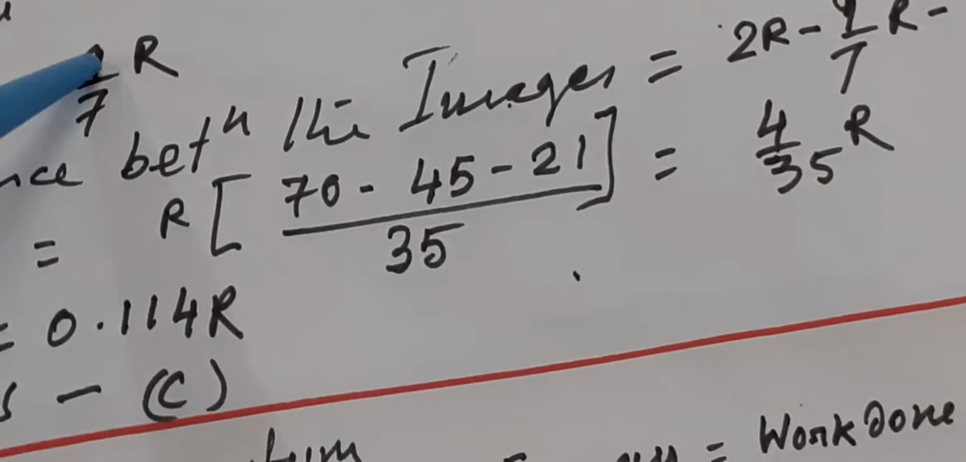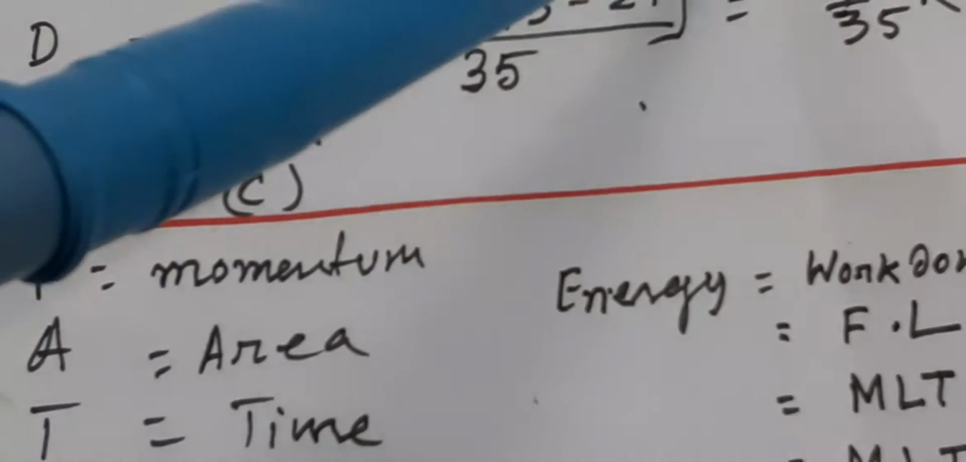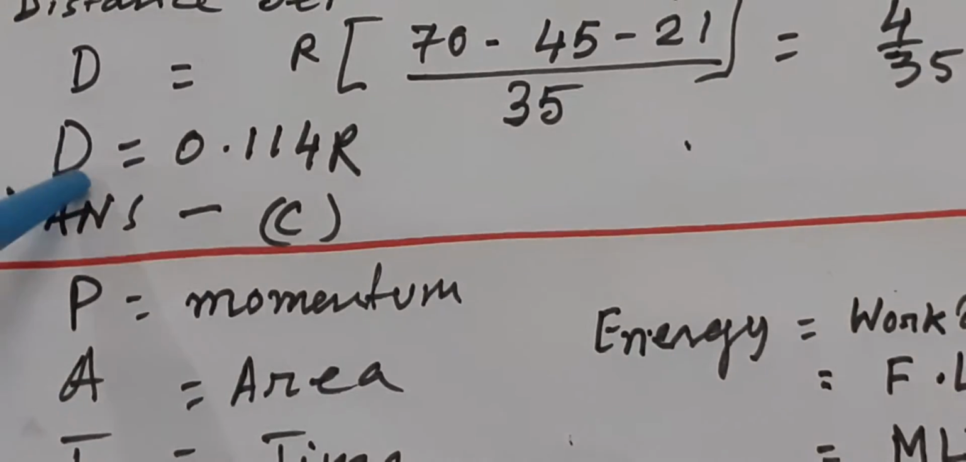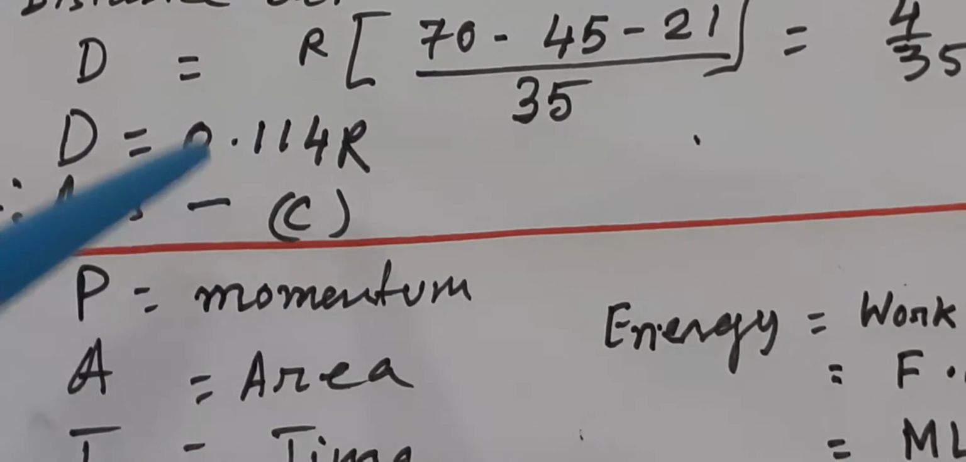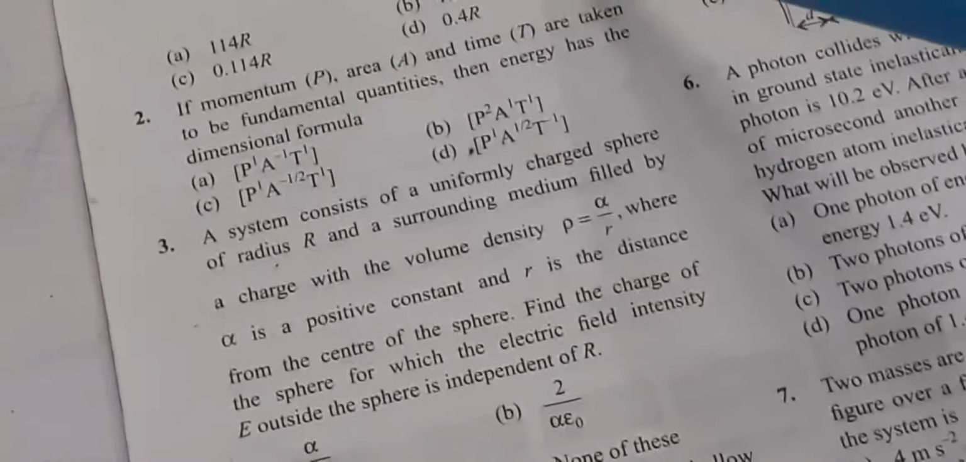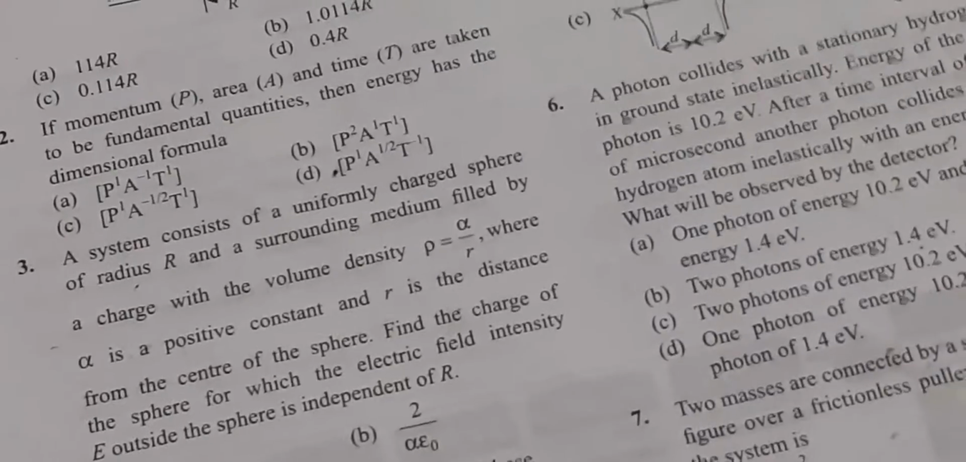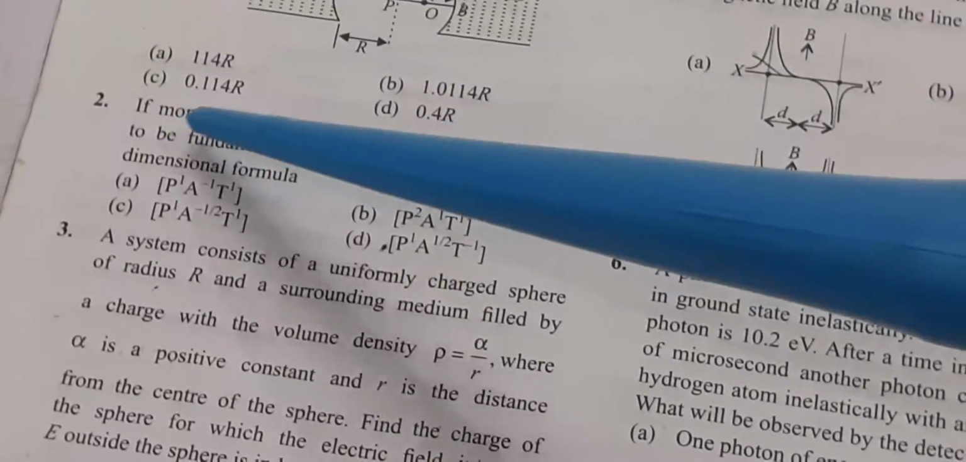4 by 35R. Now the distance between the images, say capital D, is 0.114 R. Answer is C. You have seen that the answer will be C, this one.